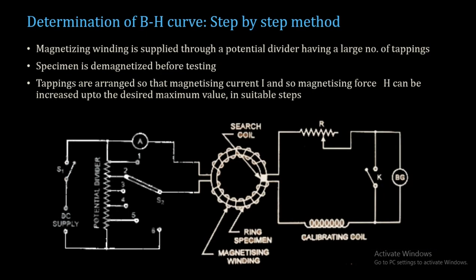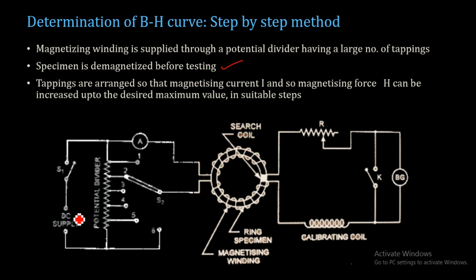The same BH curve can also be drawn using the step-by-step method. The only difference is that instead of a reverse switch, you are having a potential divider. So initially with a setup similar to this, and after demagnetization, you will have a number of tappings in the potential divider. The switch S2 is set to 1. So your circuit will be something like this.